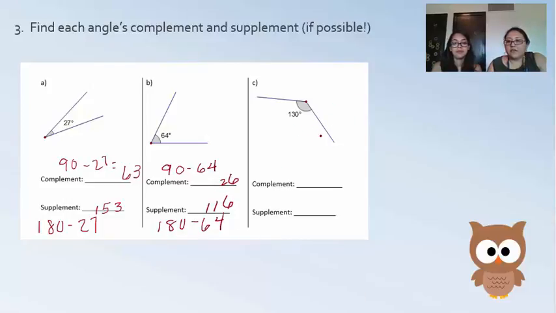Our third angle here is 130, so our complement would be, actually there is no complement, because a complement, again, equals 90 degrees, and this one is 130, so there wouldn't be a complement here. And then there would be a supplement because it's 180 minus 130, that would be 50. So remember, complements are angles that equal 90, and supplements are angles that equal 180.